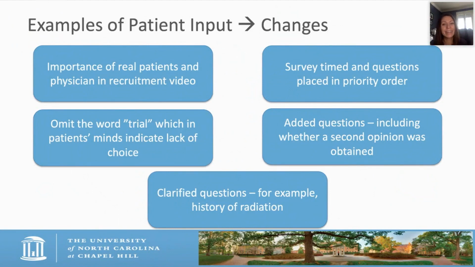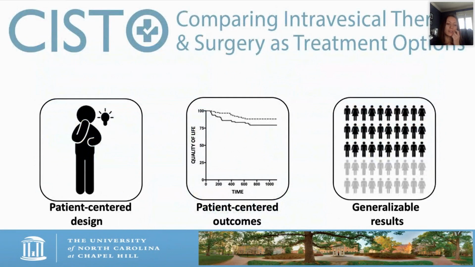And then the last was how we word things. We called it a trial, but in patients' minds, they actually said, well, if you use that word, I'm going to believe that you take my choice away. But in this study, we don't do that. We allow them to make the choice. So we just took out trial and we reworded the way the study design was. We'd probably get more patients involved because of it. And so we created this very patient-centered design with patient-centered outcomes with the hope of getting generalizable results.